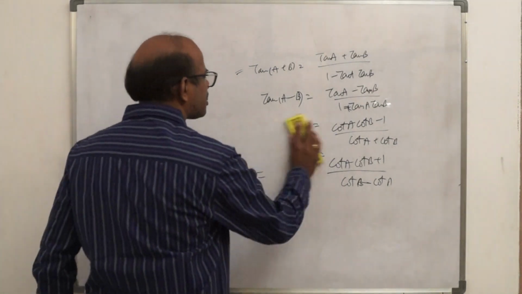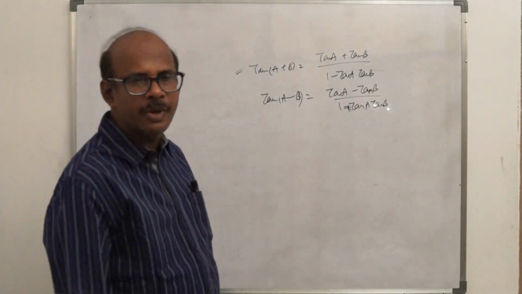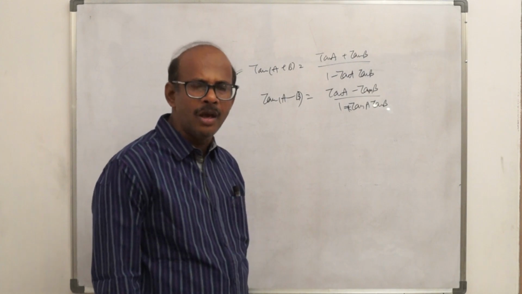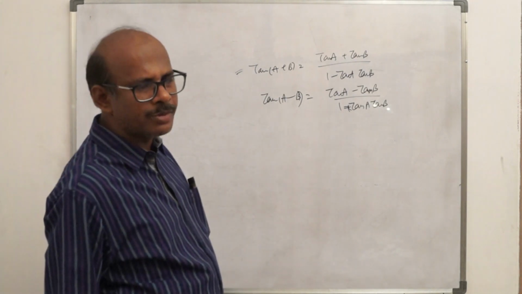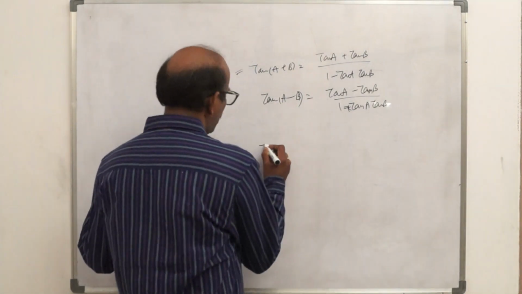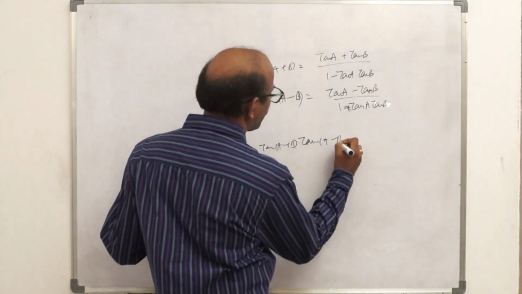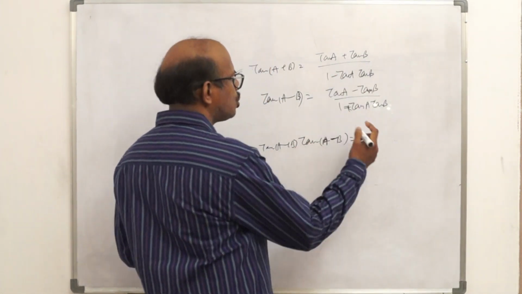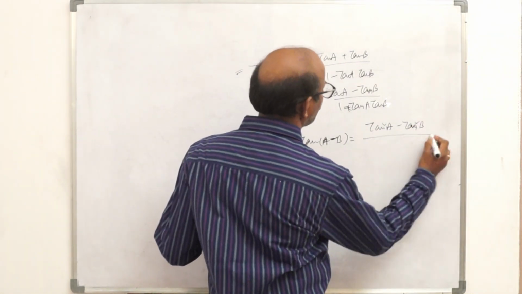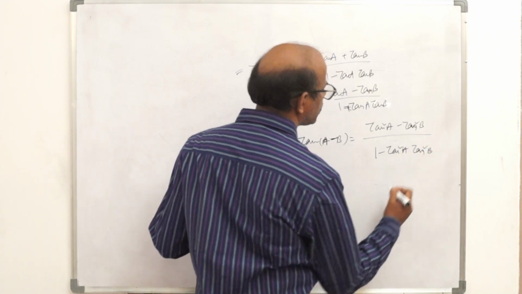Suppose you extend tan A plus B multiplied by tan A minus B, like sin A plus B multiplied by sin A minus B as sin square A minus sin square B, cos of A plus B multiplied by cos of A minus B as cos square A minus sin square B. Now, if you operate the formula tan A plus B multiplied by tan of A minus B, the numerator is tan square A minus tan square B, and the denominator is 1 minus tan square A tan square B.